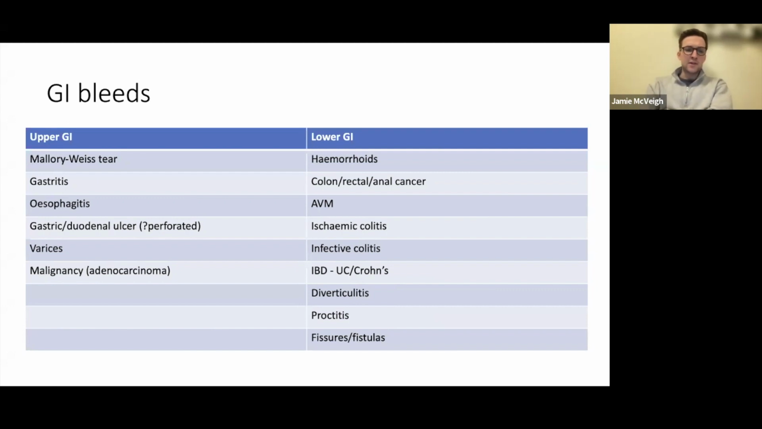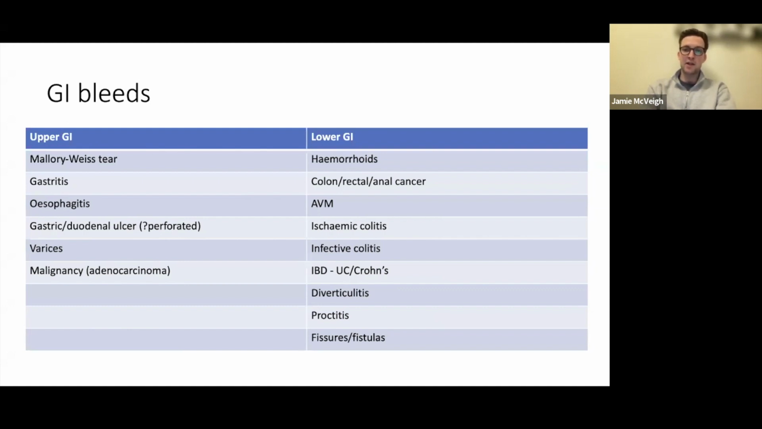I don't have a picture of that. Sorry, I should have put that in. But you can just Google it, caput medusae. It's very, very classic in liver patients. But varices are the esophageal dilated veins that can rupture and cause massive upper GI bleeds, very frank haematemesis. So they're very concerning. And then malignancy, all cancers can bleed, and they often cause upper GI bleeds. So if that's an esophageal carcinoma or a stomach adenocarcinoma, those can both bleed and cause upper GI bleeding. Lower GI bleeding is most commonly caused by hemorrhoids.